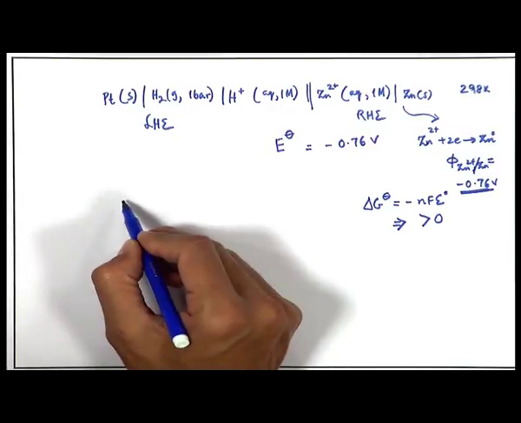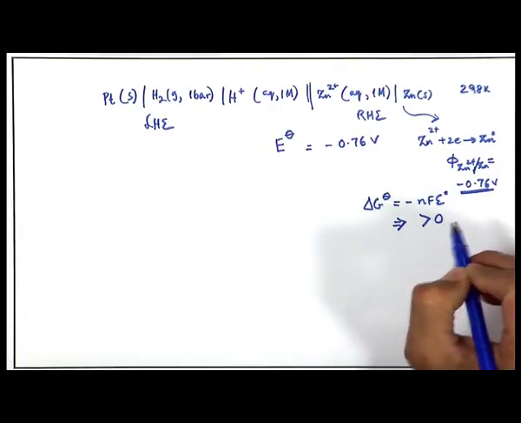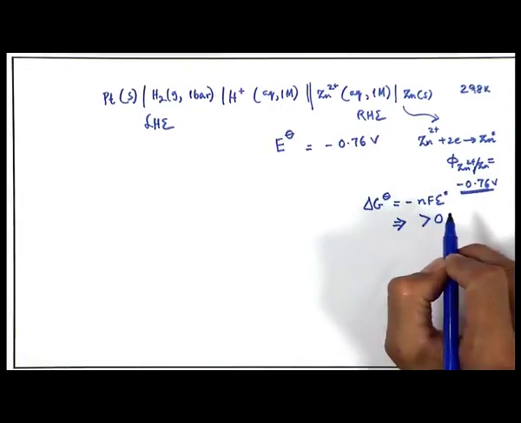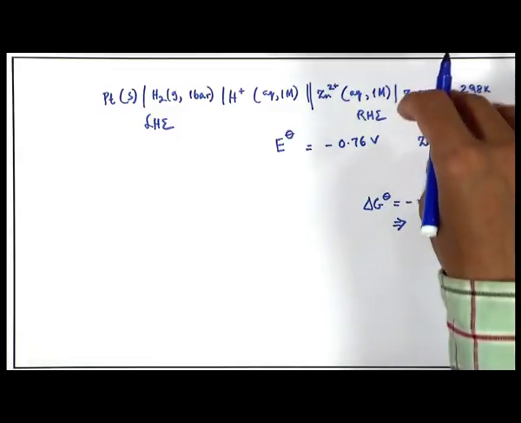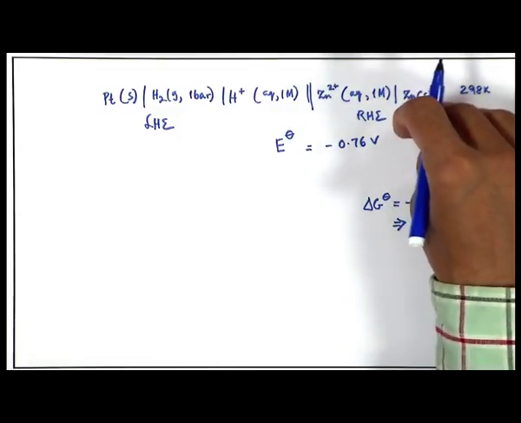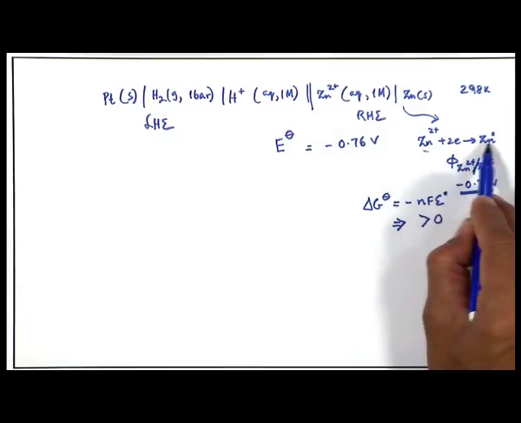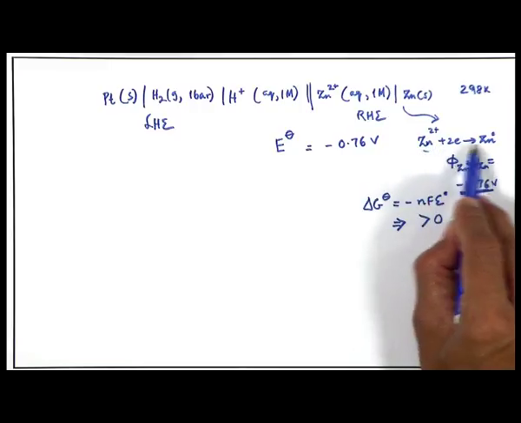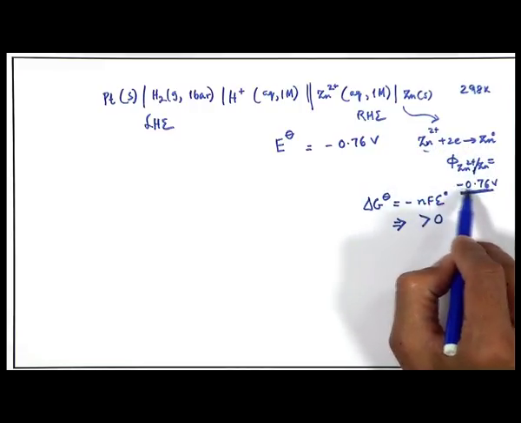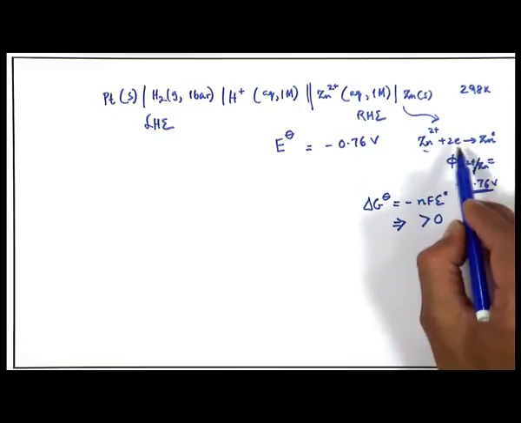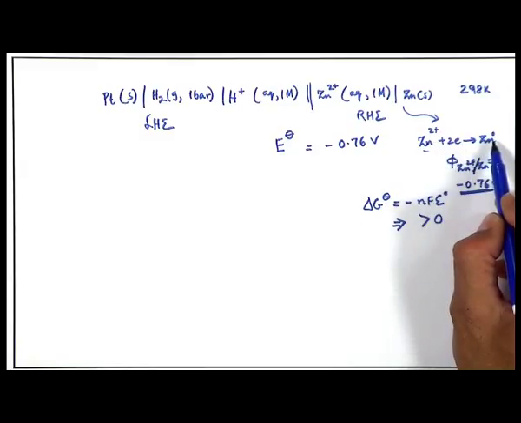What will happen now if we couple this together? If you consider this half cell only, the half cell reaction, zinc 2 plus to zinc, the way it is represented, has a negative value of potential. So this reaction is not going to happen.